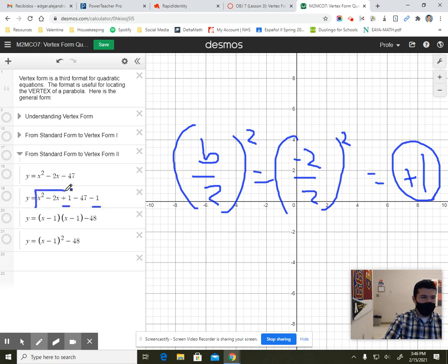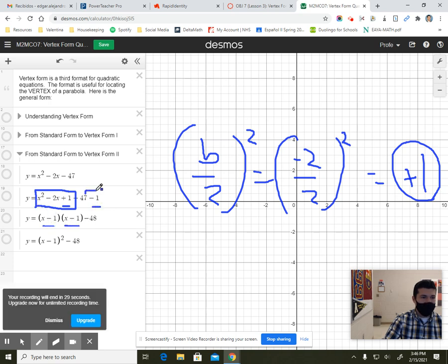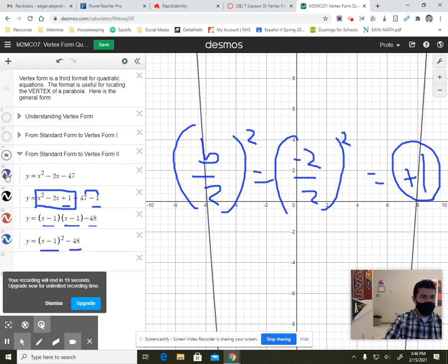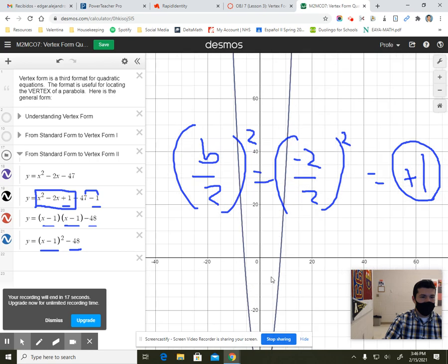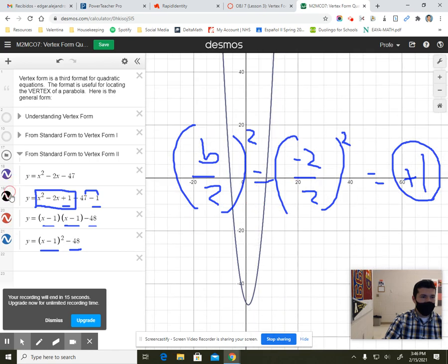Now, I'm going to take x squared minus 2x plus 1 and factor it. That factors into (x minus 1) times (x minus 1). I'm going to combine my negative 47 and my negative 1 to give me negative 48. And I'm going to clean this up to get (x minus 1) quantity squared, take away 48. I'm going to check this. There's my parabola in its standard form, and also in its vertex form, where I can see that the vertex is indeed (1, negative 48). Perhaps the second example was more simple than the first one. That's how you complete the square to find vertex form.